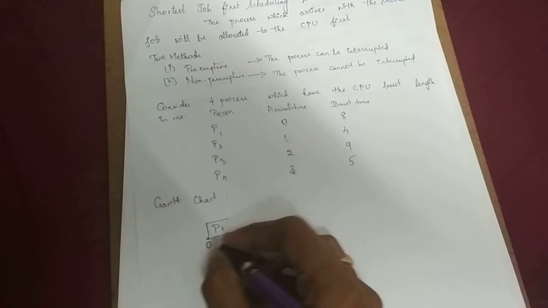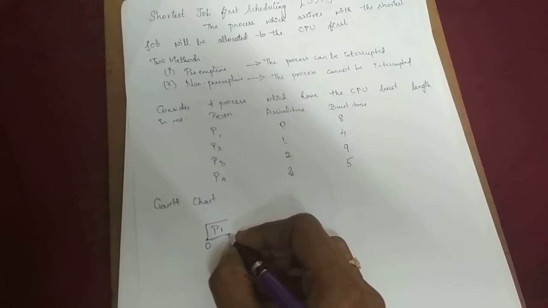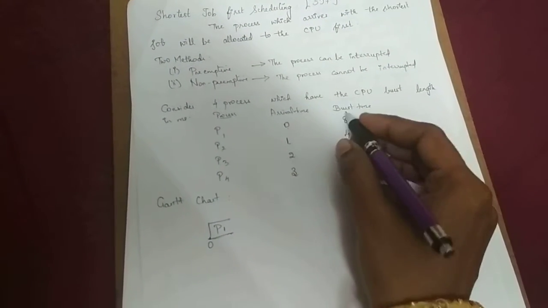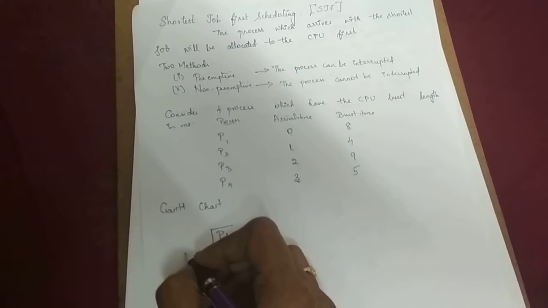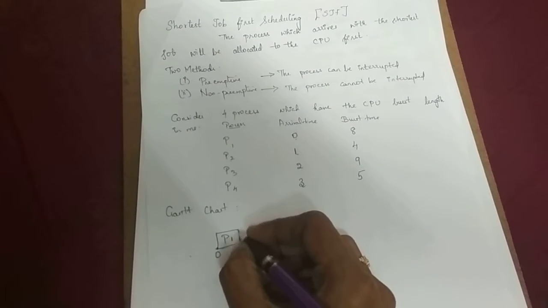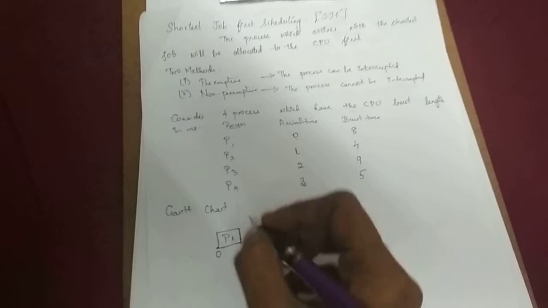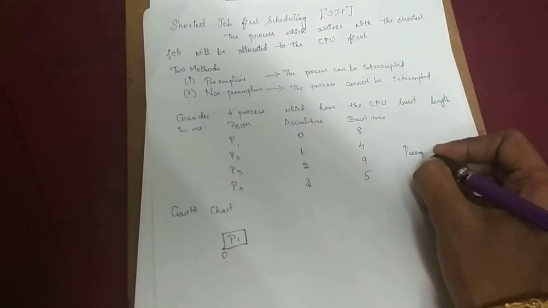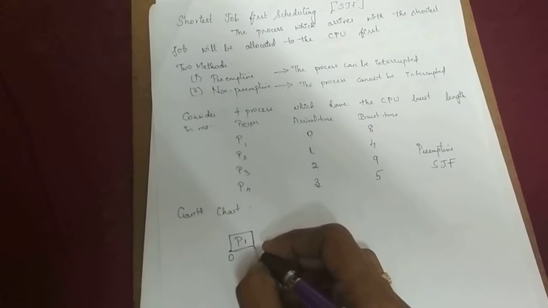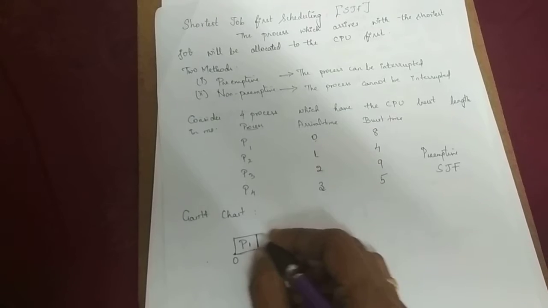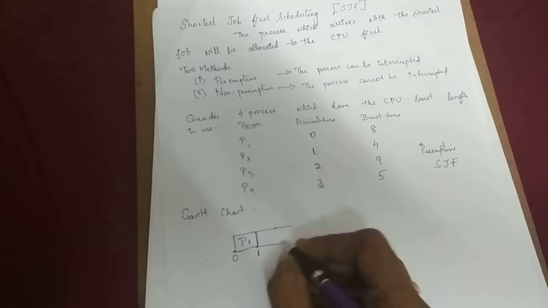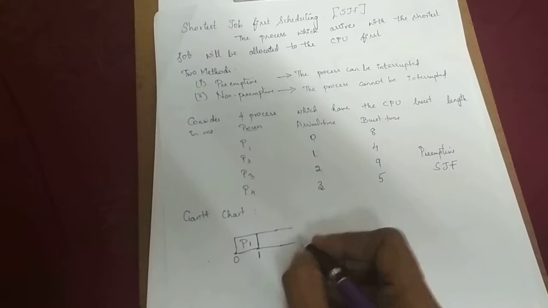After executing 1 unit of time, P1, what happens? At the time of 1, P2 enters with a shorter job than P1. And it is a preemptive scheduling. So now what are we going to do? The process P1 is now interrupted, since this is preemptive SJF. So P2 at 1 starts its execution with a burst time of 4. For the next 4 seconds, P2 is going to execute.